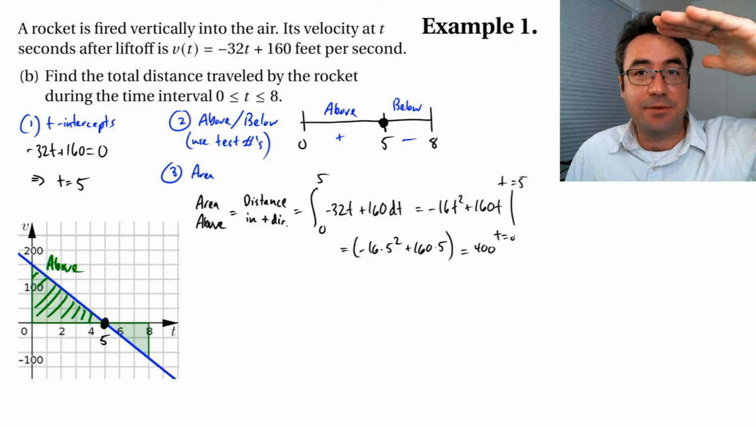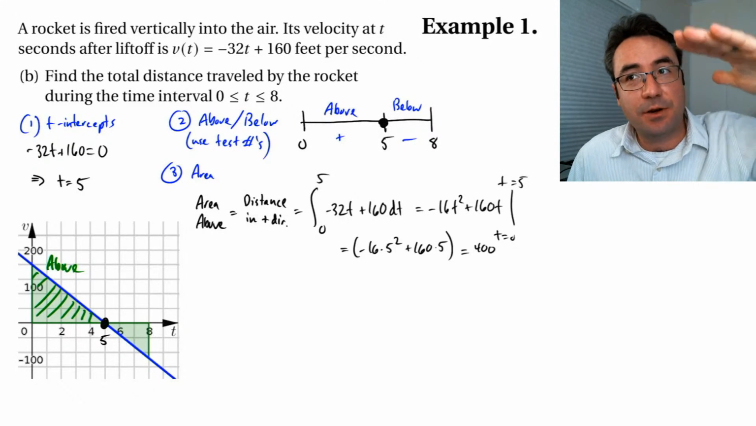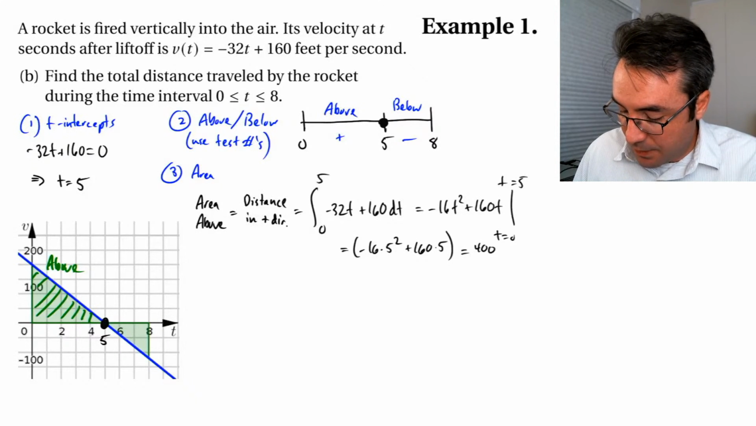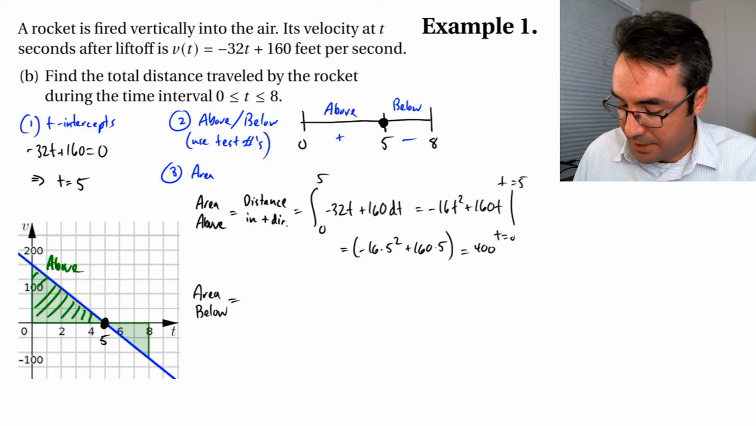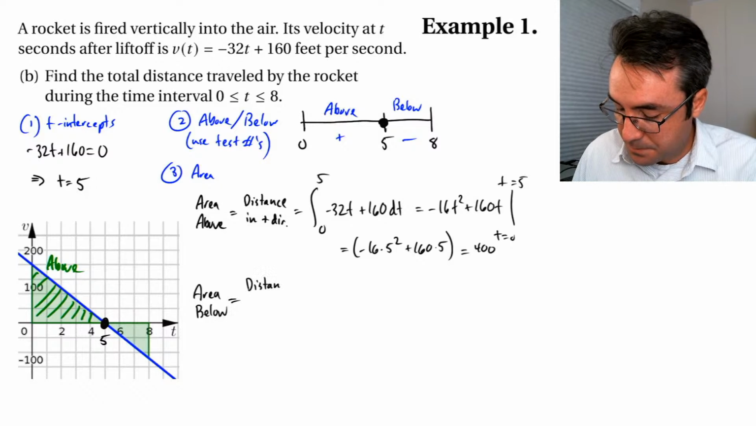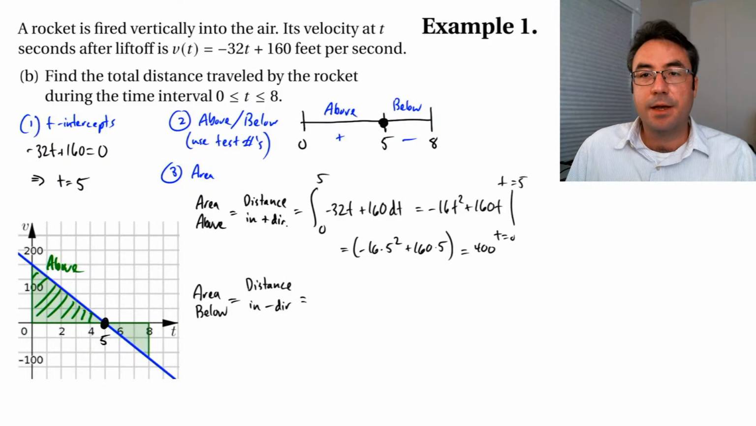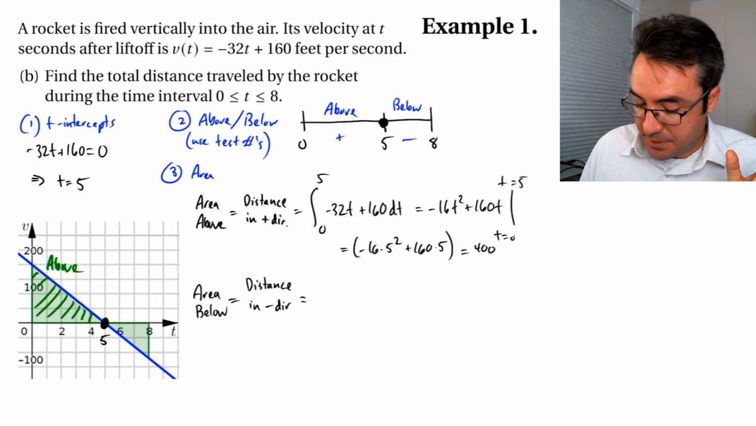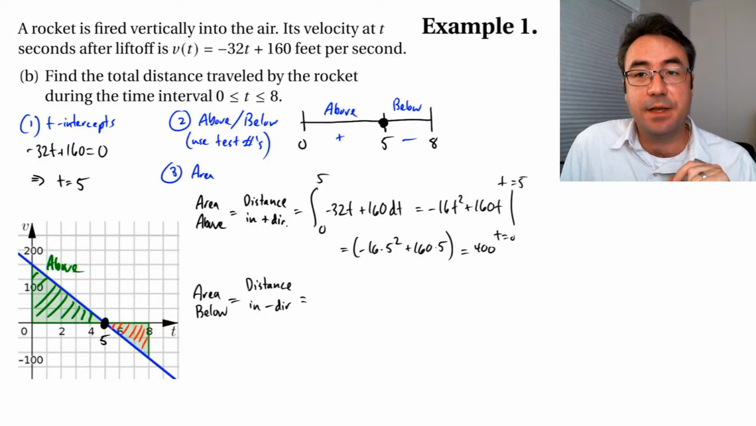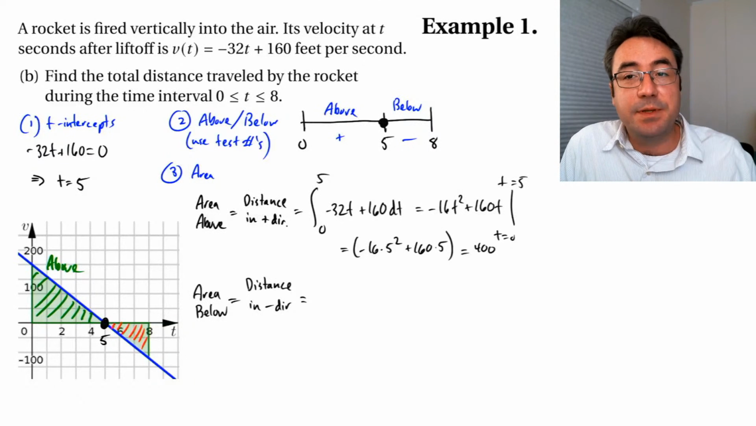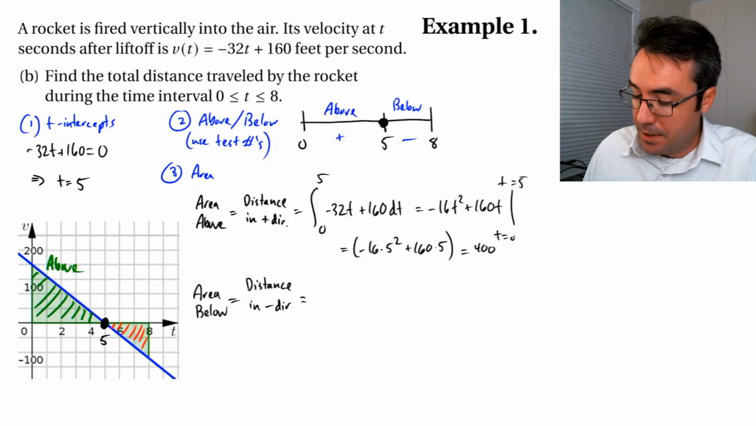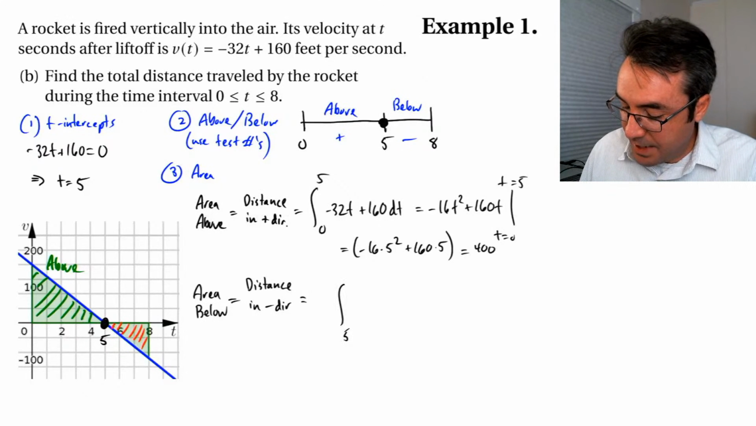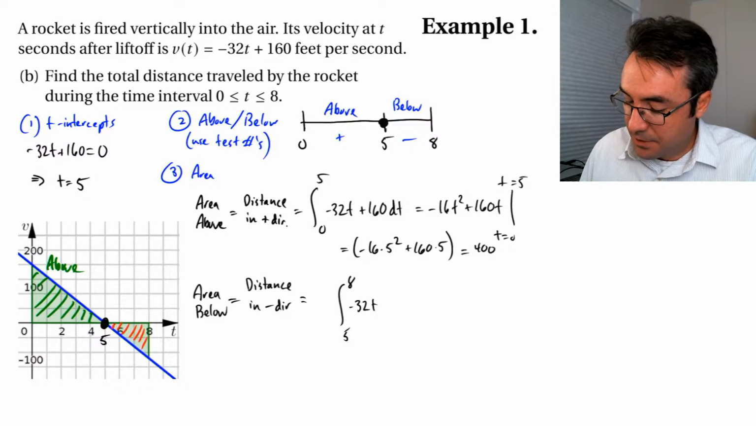Now, at time 5, we stop traveling in the positive direction. We start falling back down. And so now we want to calculate the distance that we travel in the negative direction. We could think of it as calculating the area for this region, and that happens in between 5 and 8. So we're going to integrate from 5 to 8, our same velocity function.